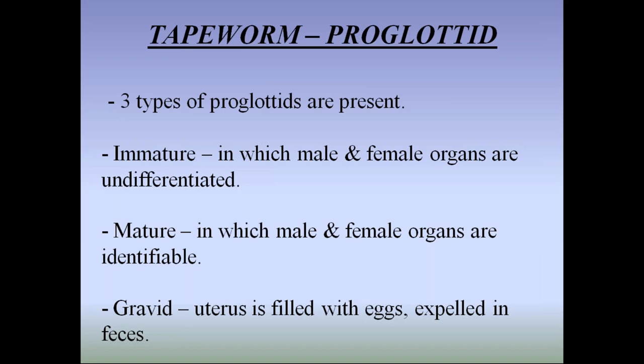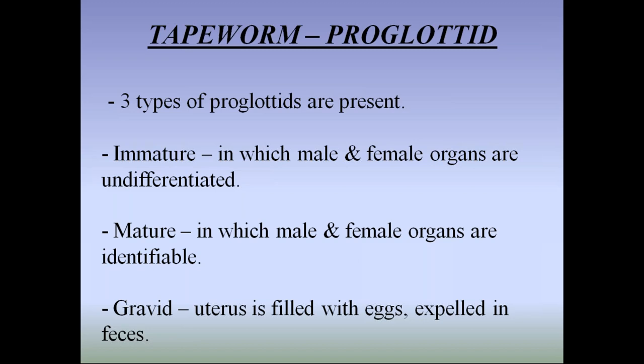All of you know three types of proglottids are present: immature proglottids, mature proglottids, and gravid proglottids. The mature proglottid contains male and female reproductive organs. But in the immature, male and female organs are not differentiated; we can't tell which is male and which is female. That is why it is called immature.